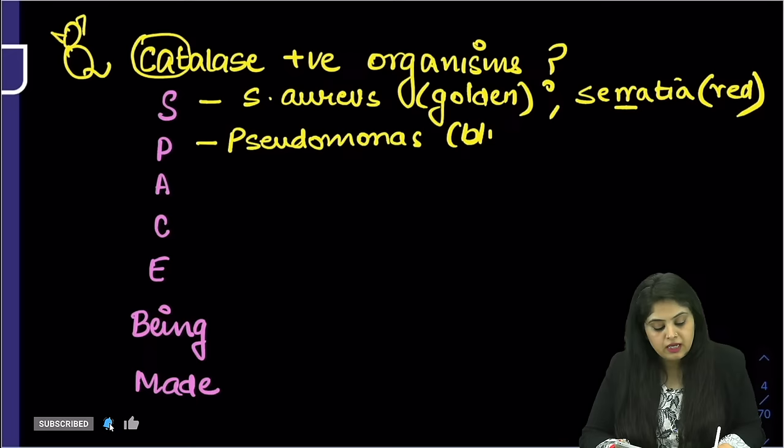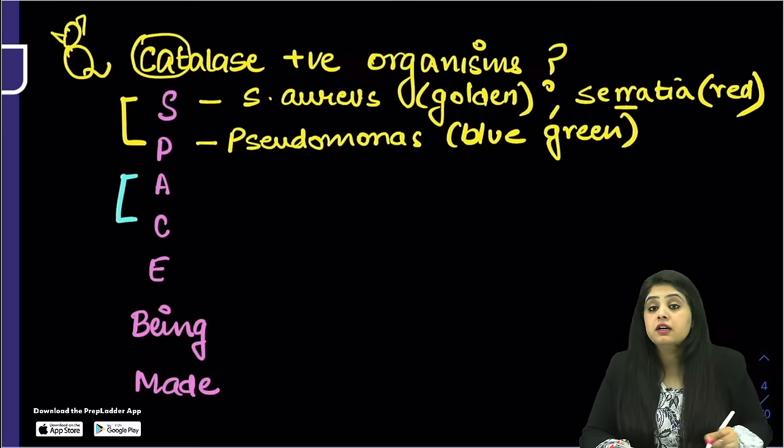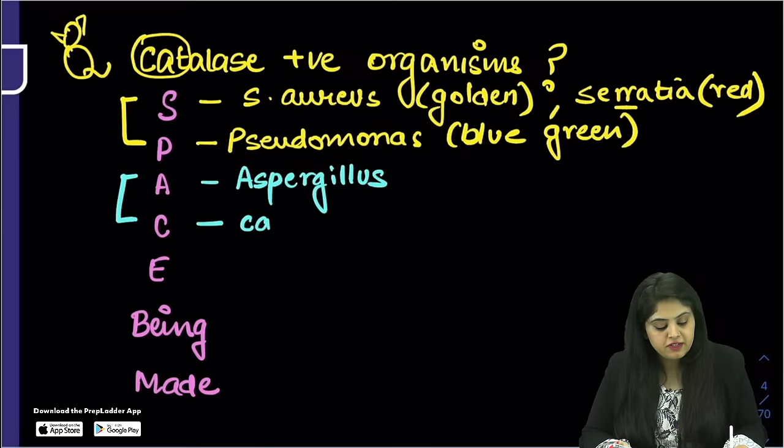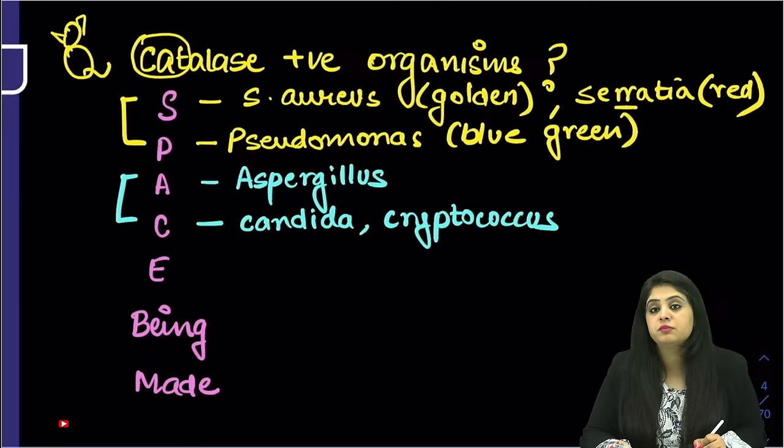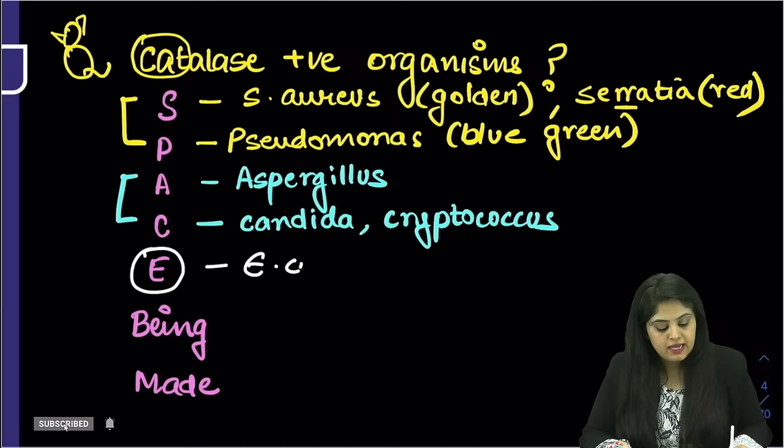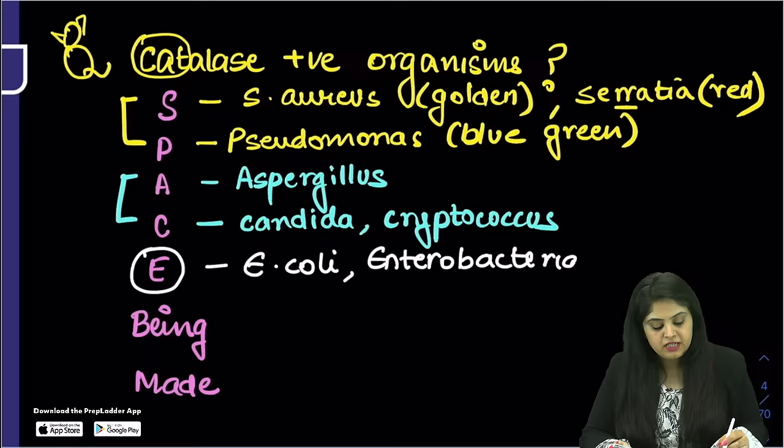Next we are going to pick up all the fungal organisms. Which are the fungal organisms which are catalase positive? We have Aspergillus, we have Candida, which was there in your question, and Cryptococcus also. So all the fungal organisms are done. Next, I pick up an entire family, which is the Enterobacteriaceae family. E. coli, Enterobacter, all of those are going to come into place. Yes, all the Enterobacteriaceae.